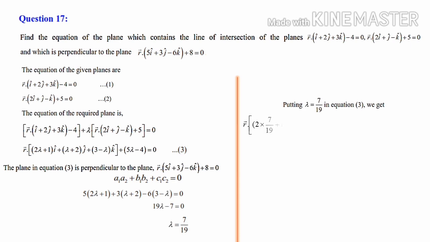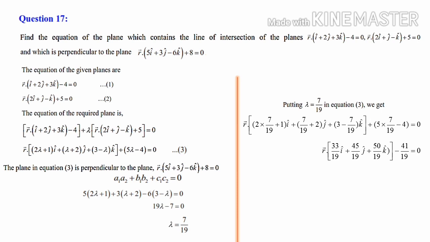Let's substitute this in equation number 3. Vector r dot (2 into lambda value 7 by 19 plus 1) into i cap, plus here again (7 by 19 plus 2) into j cap, then again (3 minus 7 by 19) into k cap, plus 5 into lambda value, that is 7 by 19, minus 4 is equal to 0.